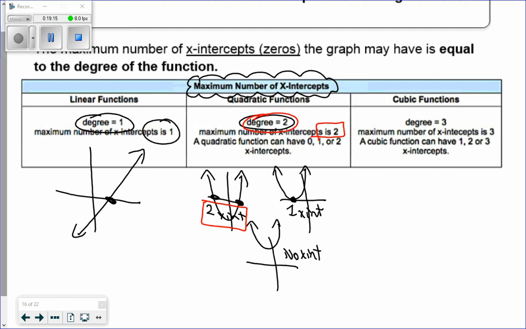Okay, I'm just going to stop there for a second. Linears have to have 1. So every linear function will always have 1 x-intercept. Quadratics, x squareds, can either have none, 1, or 2 x-intercepts, the maximum being 2.